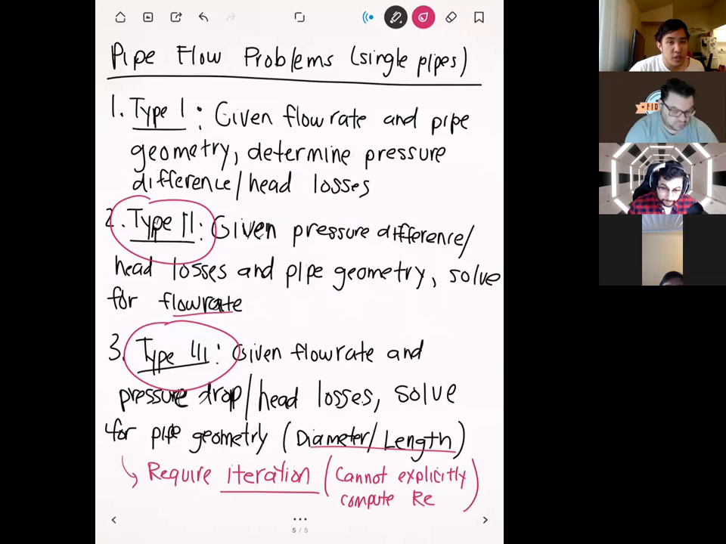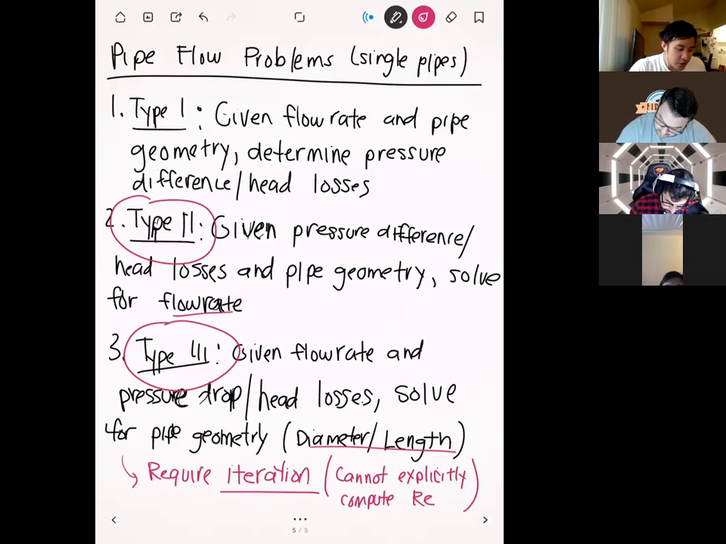And if you can't compute the Reynolds number, then that throws a lot of things off in this case. In the homework problem, I gave you the diameter so you can compute Reynolds. But we'll see a case later on where you won't be able to compute the Reynolds number because it's something that you need to solve for in the end. So in those cases, you have to solve with iteration, and it becomes a little bit more tricky.